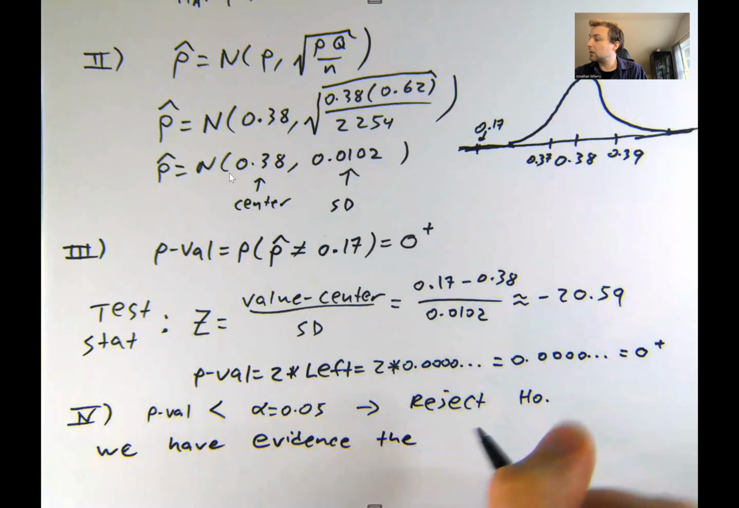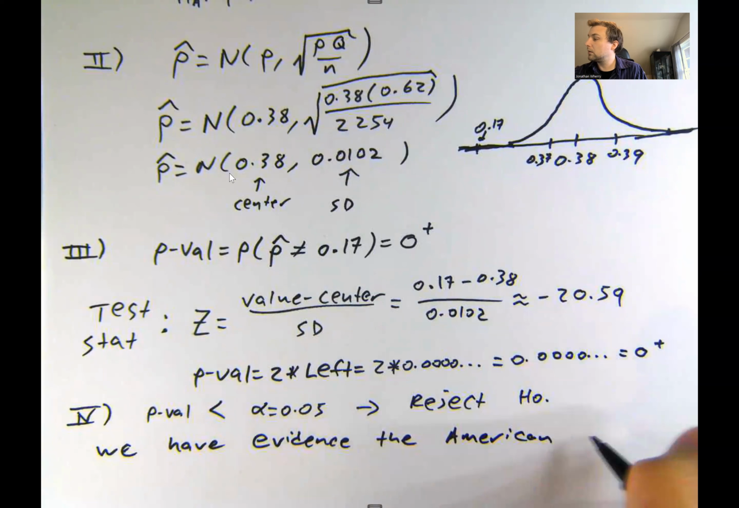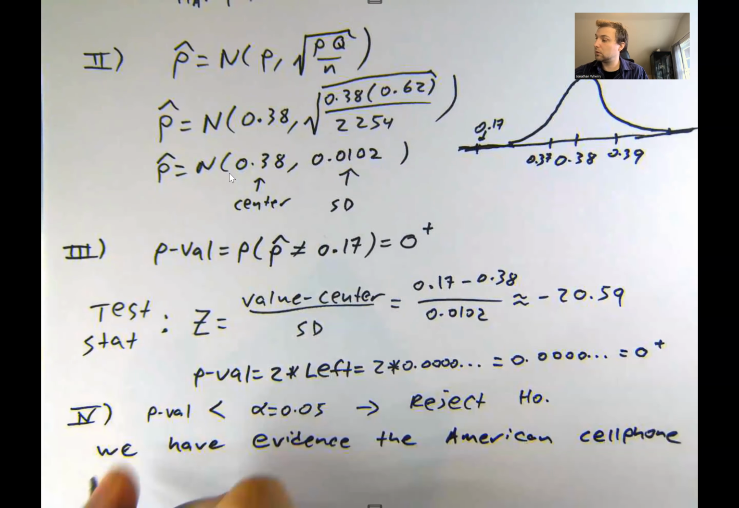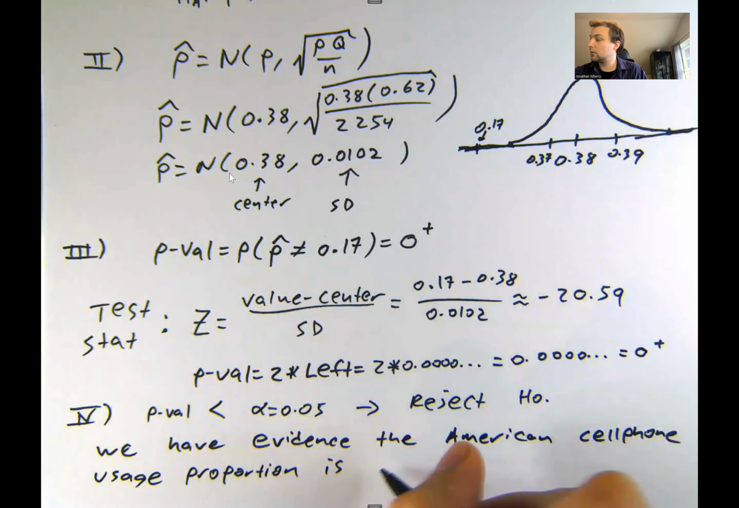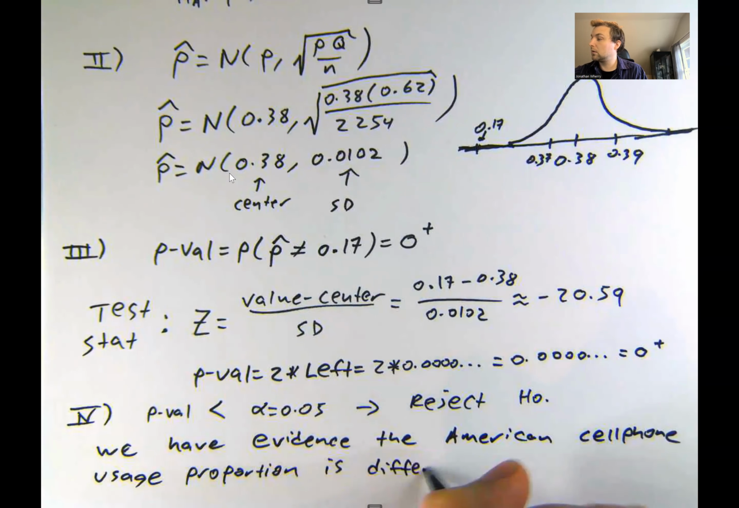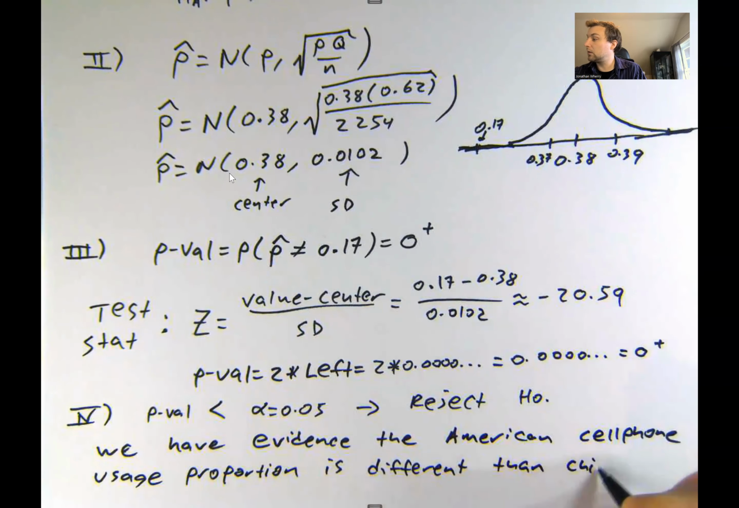The American cell phone web usage proportion is different than China's rate of 38%.